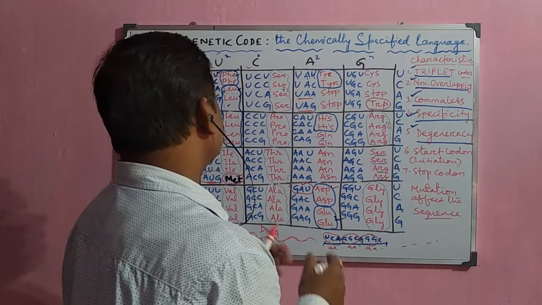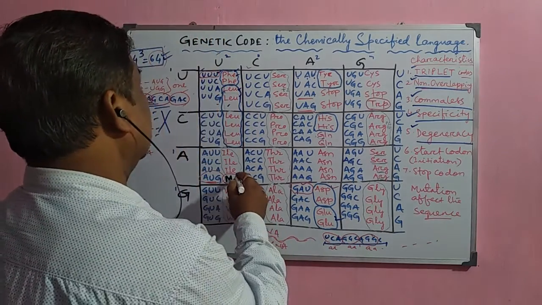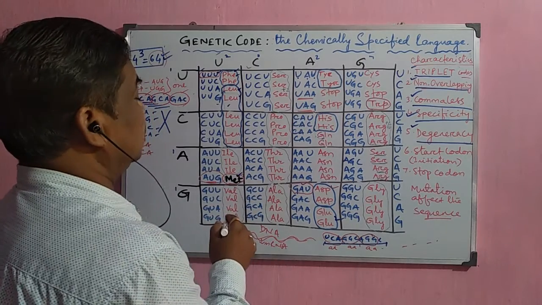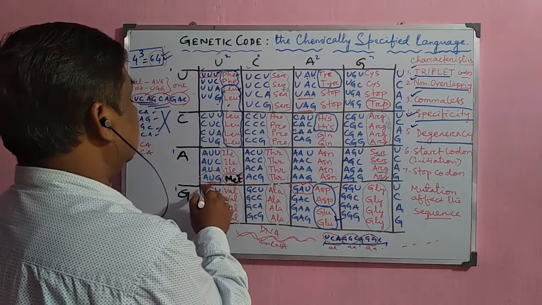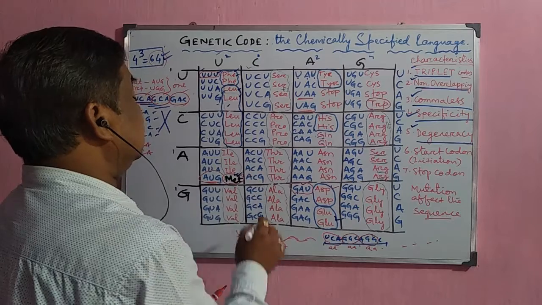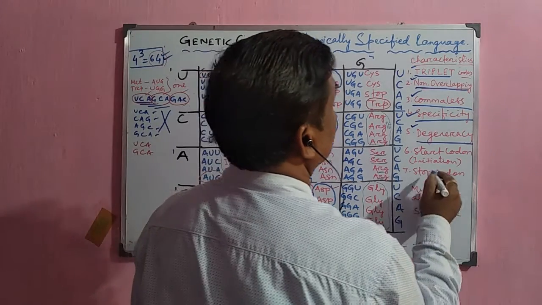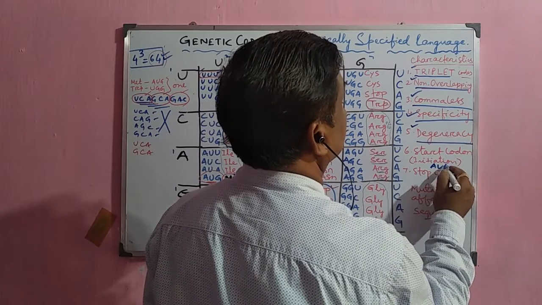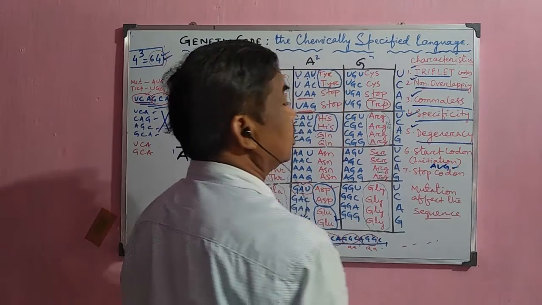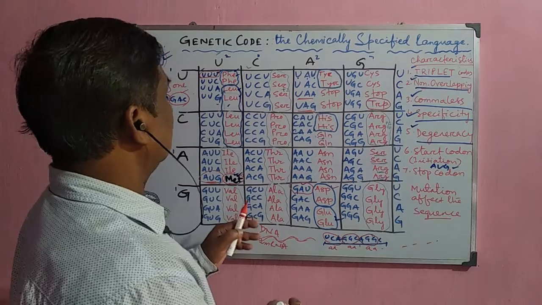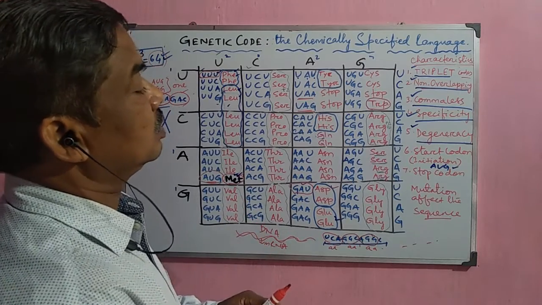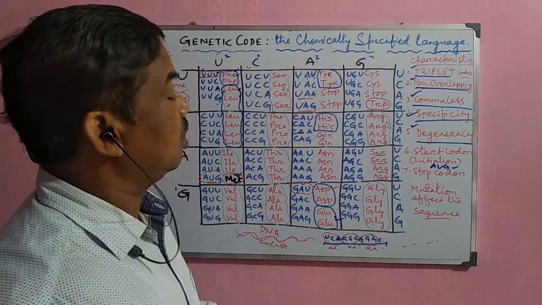Now, there is a start codon which is normally present in the first position of the mRNA and it codes for methionine. That is why AUG is called the start codon or the initiation codon, and it initiates the process of translation by which the polypeptide chain is formed.